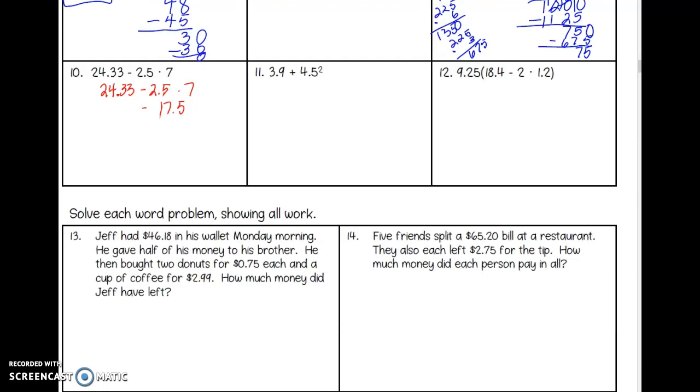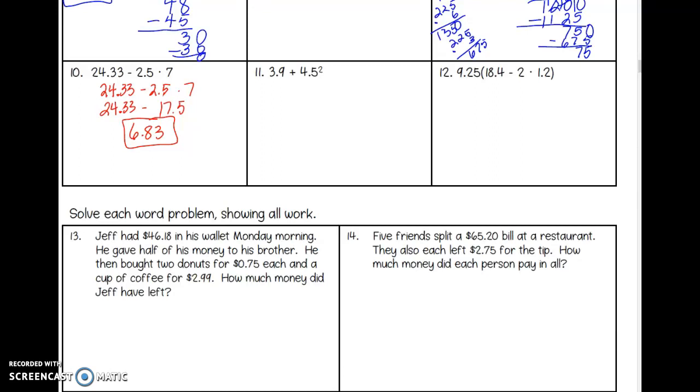Bring down your subtraction sign. Bring down 24.33. Now you're going to, with your calculator, go 24.33 minus 17.5. What do you get? 6.83. Has that been verified? Yes. 6.83. Check it with your answer key. Looks great, so you can box your answer.